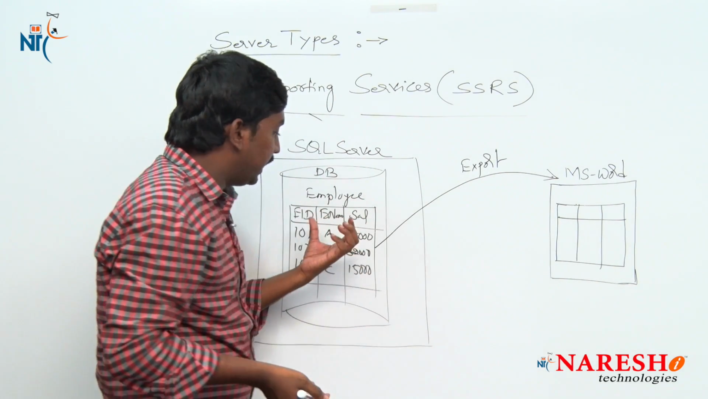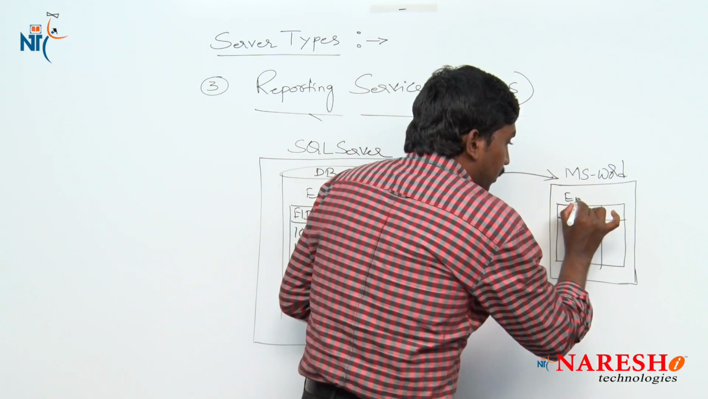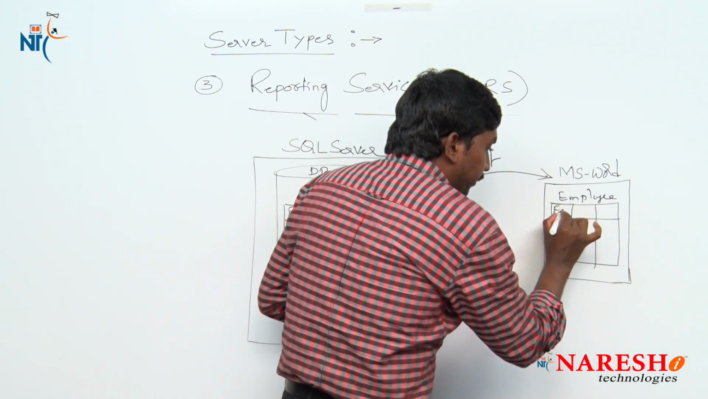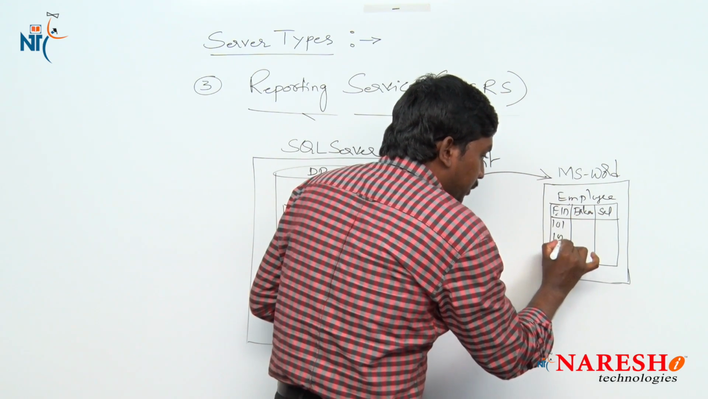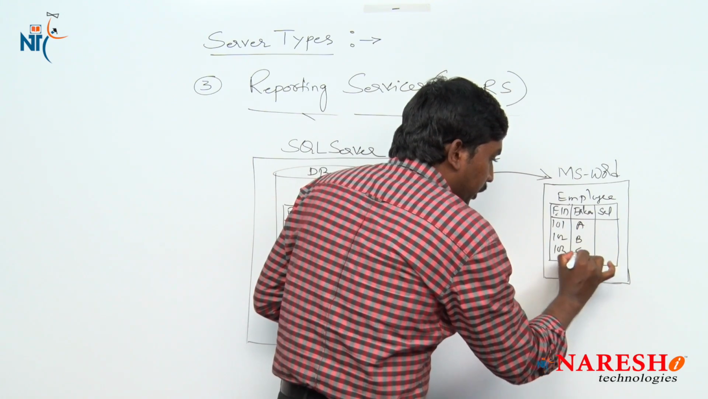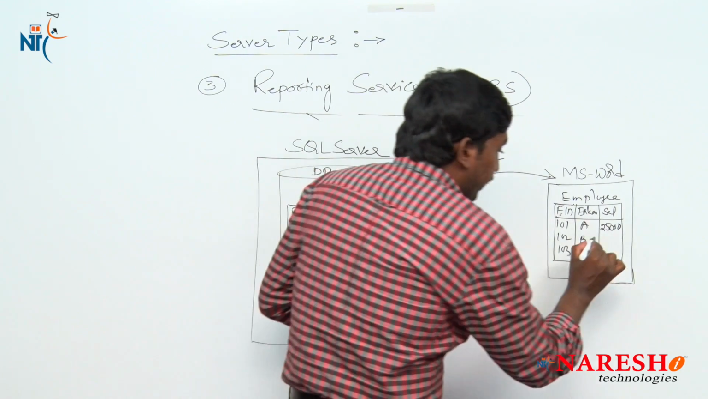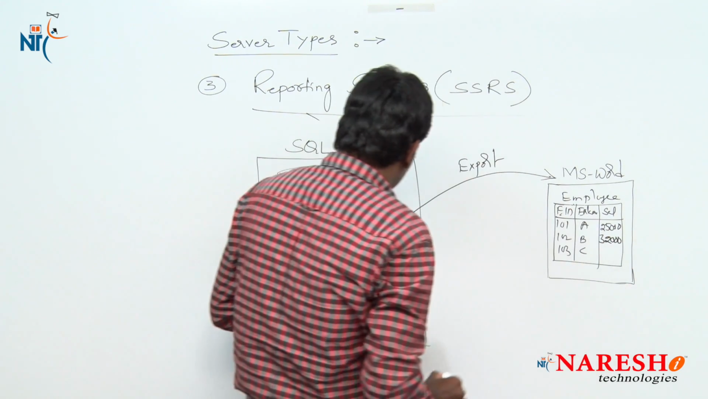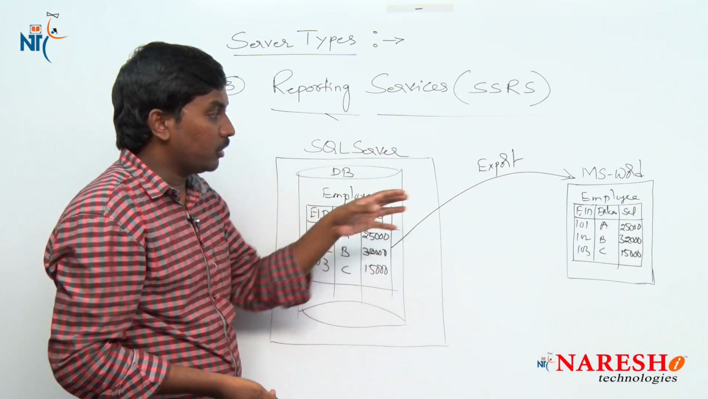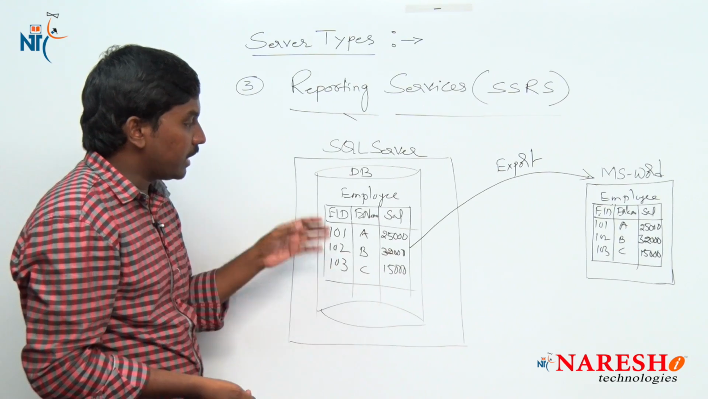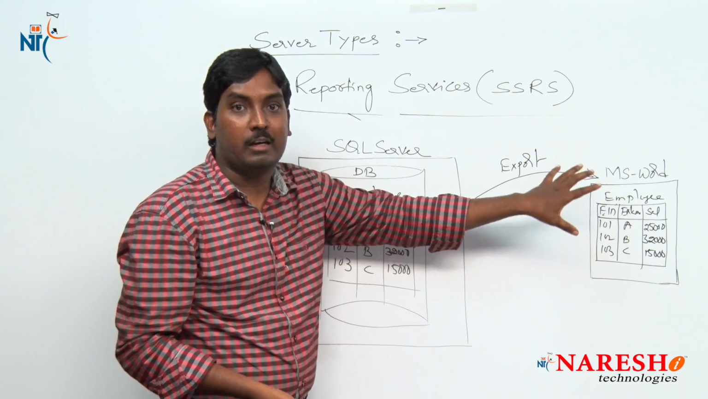The same information that was in the database table you can see in MS Word: employee ID, employee name and salary. I gave 25,000 rupees for the first employee, 32,000 for the second, and 15,000 for the third. If you see the picture carefully, the database table information is being exported into one MS Word file document.